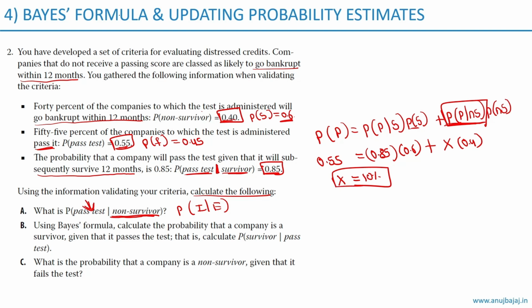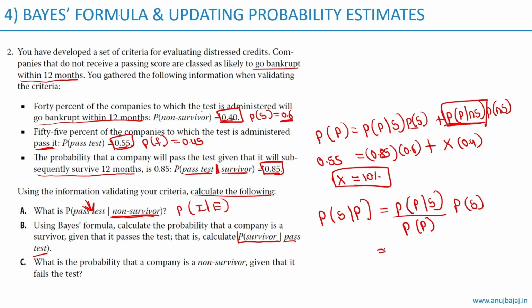Second question, using the Bayes formula, we are required to calculate the probability that a company is surviving given it has passed the test. The probability of the event, which is surviving, given the company has passed the test, equals the probability of the information given the event. So the information is passing the test given the company has survived, divided by the probability of the information, which is the probability of a company passing the test, multiplied by the probability of surviving.